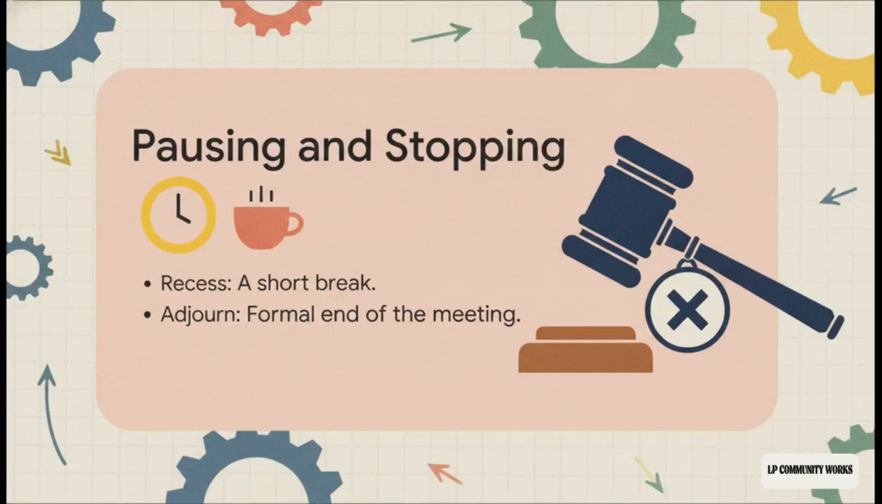Rounding out our toolkit, we have the tools for pausing and stopping. A recess is just what it sounds like. A short break. Grab a coffee, stretch your legs, and the meeting resumes right after. But contrast that quick breather with adjourn, which is the formal end of the meeting. Once the chair calls an adjournment and drops that gavel, the whole thing is shut down. It's officially over. Probably the best word of the night, right?